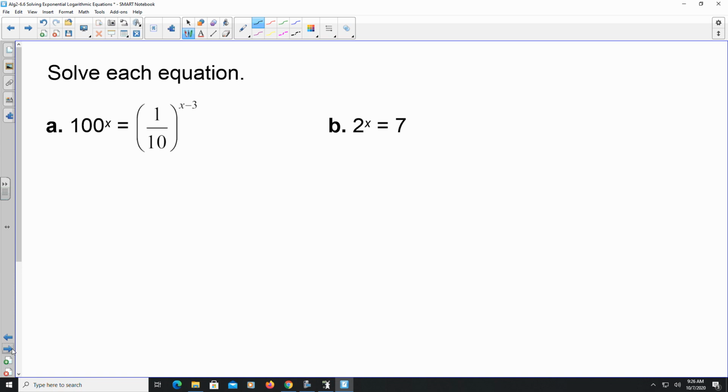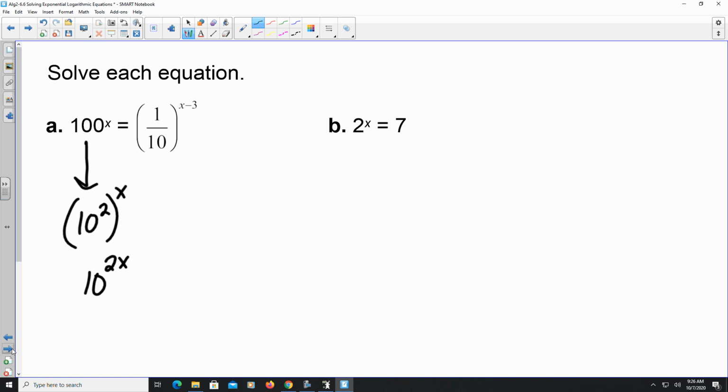Looking on the left-hand side, I got this 100 raised to the x power. I am going to manipulate this 100 to make it look like a 10. With 100, I could say it can be 10 squared, and then it's raised to the x power. Using the power of a power rule, I can multiply 2 times x. So now it is 10 to the 2x power.